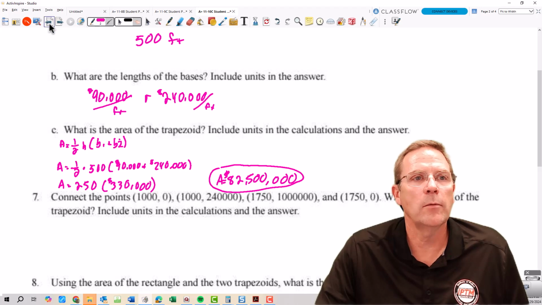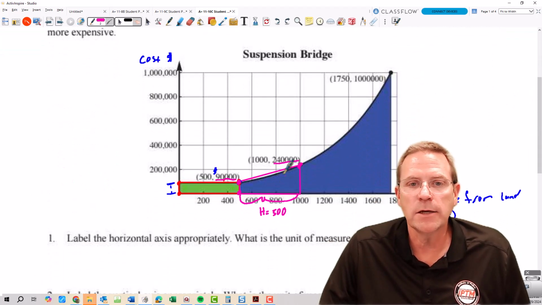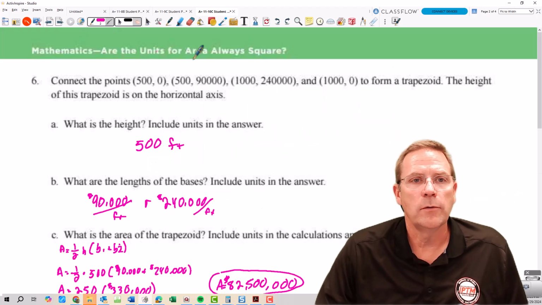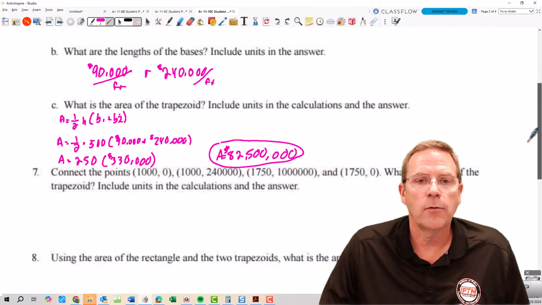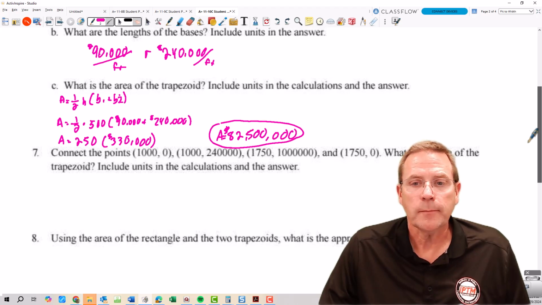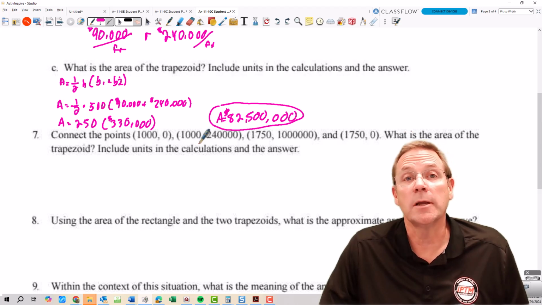So that one little bitty pink section of the bridge that we looked at right here, this section alone is going to be $82,500,000. Now, what do I want you to do next? I want you to take and create the next trapezoid. Work number 7 on your own and find out what the area of that is going to be, which is going to be the cost for building that portion of the bridge.